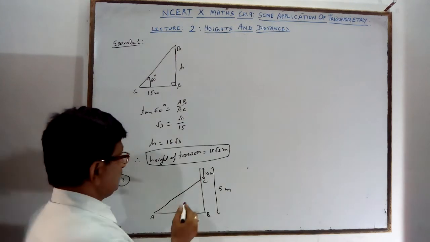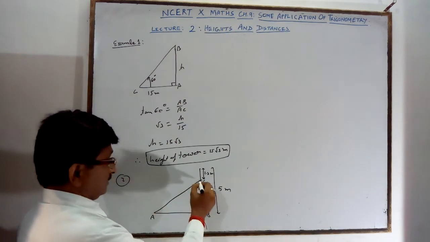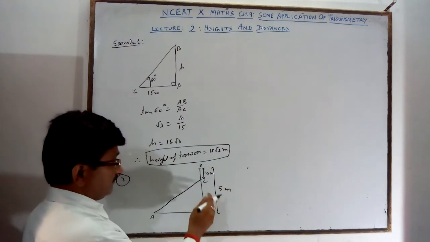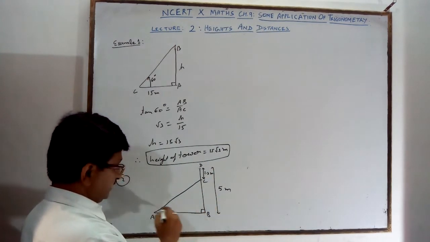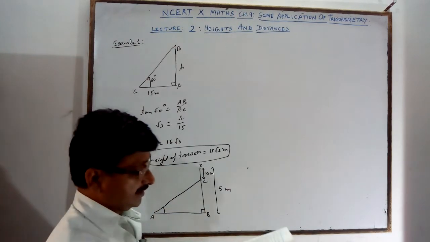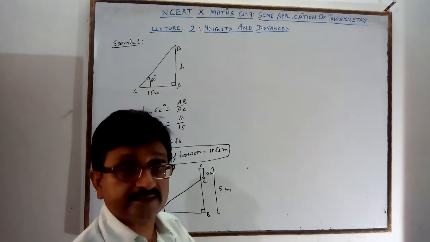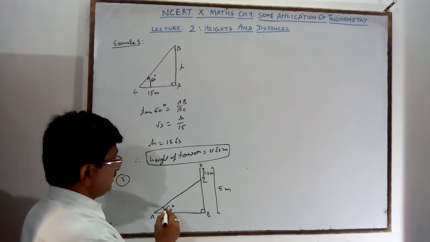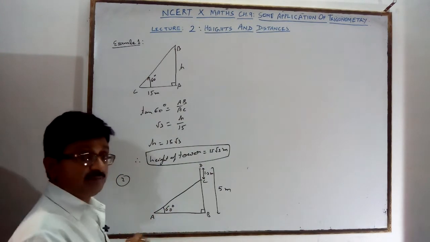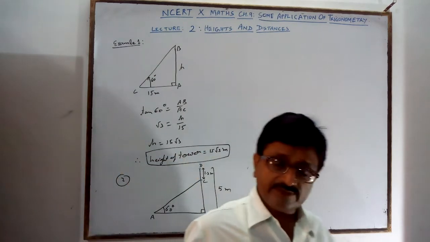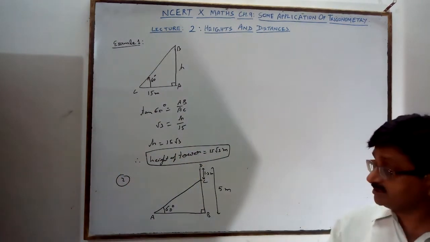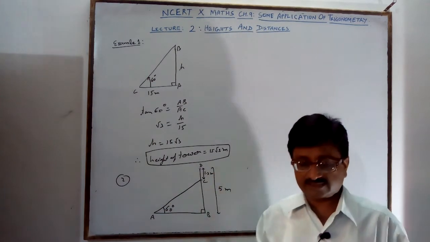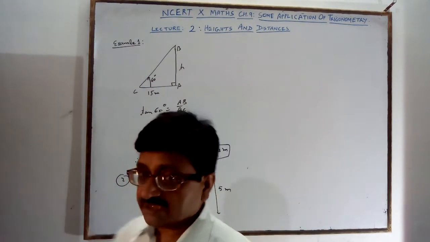It means this pole will be left. So A, B, C, D. BC is your actual height, and the angle the ladder forms with the horizontal is 60 degree. The ladder forms 60 degree with the horizontal, so it is the angle of elevation. The word is not given, but because it is formed with the horizontal ground line, it must be elevation.